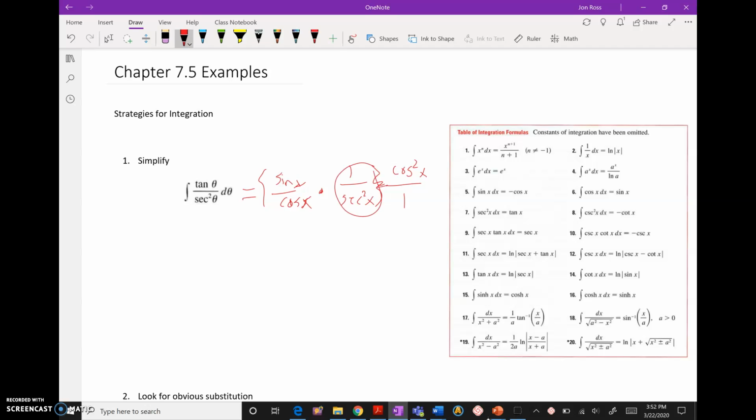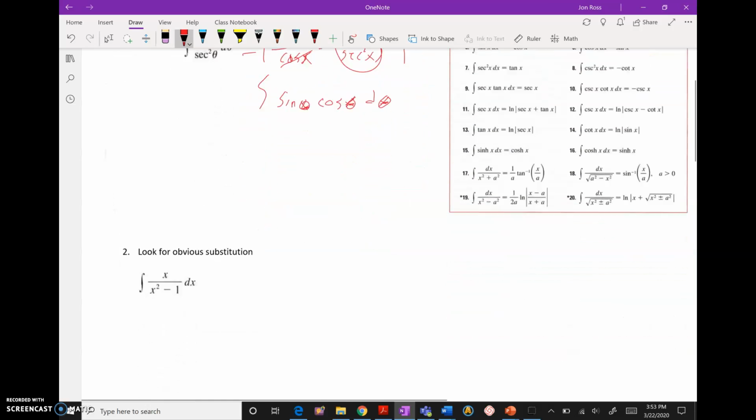So if I simplify these two, my integration can cancel a cosine on top and bottom, and I'm left with sine x times cosine x dx. I guess these should be thetas, huh? Technically. All right. So there I've got a real simple problem to solve, right? From there we've done that before.